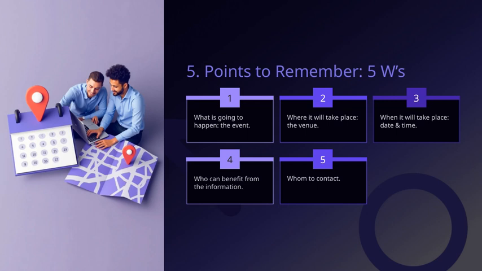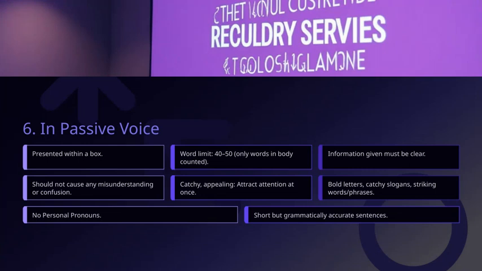Remember, these 5 points, what, who, where, whom, and when, are fundamental in understanding and organizing any event. Connecting these points ensures we're all aligned and ready to make the most of what's ahead. Let's explore the power of the passive voice. It's often used to focus on the action or the recipient rather than the doer. When crafted carefully, it avoids ambiguity and clarifies meaning. Remember, precision is key in effective communication.